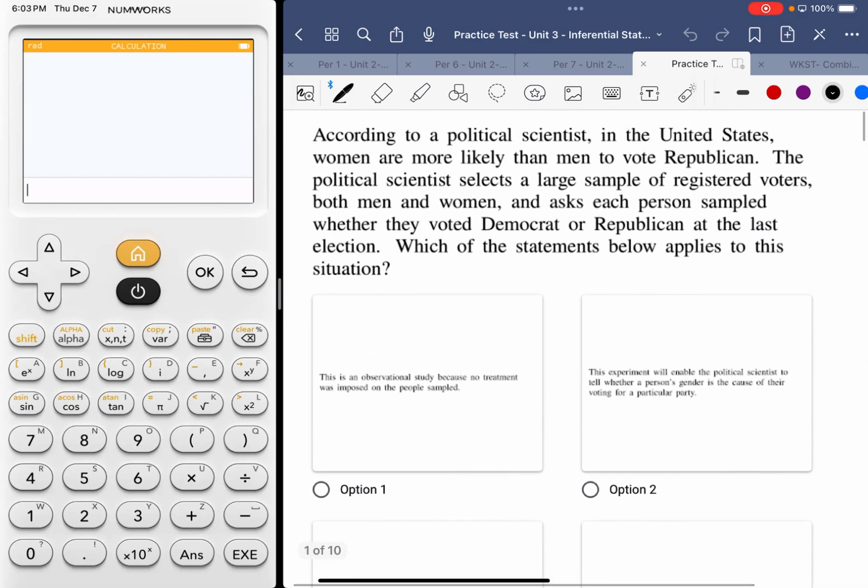Just going back to it, the scientist selects a large sample of registered voters and asks each person sampled. Right, there was no treatment imposed. If there's no treatment, it's not an experiment. So no treatment equals not an experiment. There must be a treatment in order for the study to be considered an experiment. So it's looking like option one here, but you also take a look at the other ones to make sure.